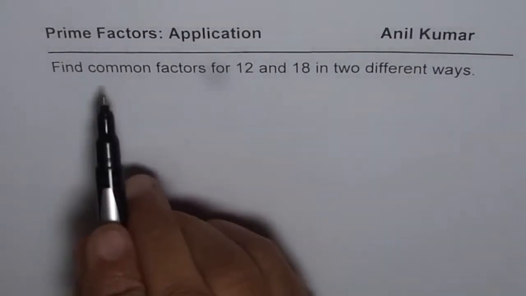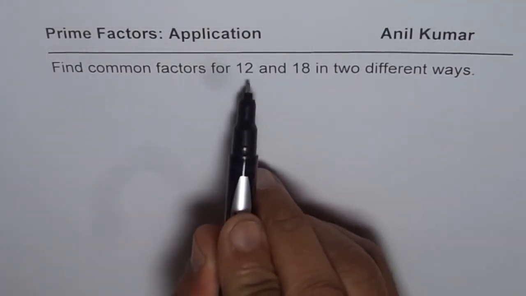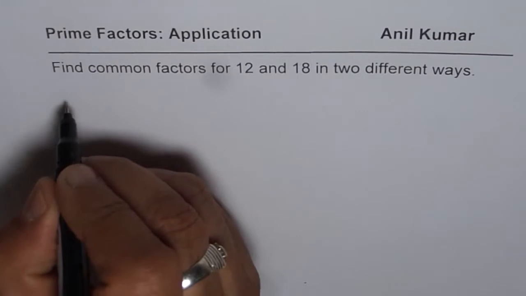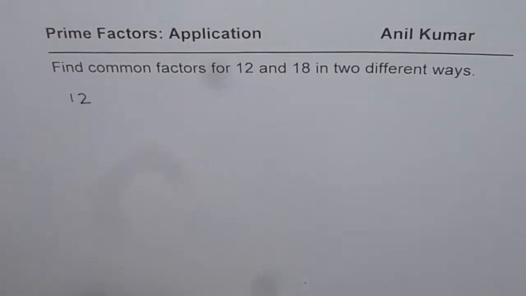So first, to find common factors, let us figure out all the factors of these two numbers, 12 and 18. Now, how do we find all factors of numbers? Let us understand that part.